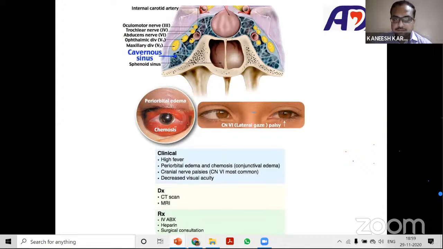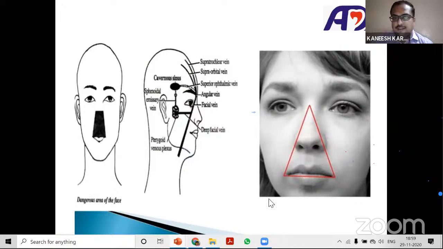Clinically, the features are high fever, periorbital edema and chemosis, cranial nerve palsies, and decreased visual acuity. See here, this is the dangerous area of the face. From here, the infection travels through the facial vein, angular vein, and superior ophthalmic vein into the cavernous sinus. So the answer is ophthalmic vein, not pterygoid plexus.